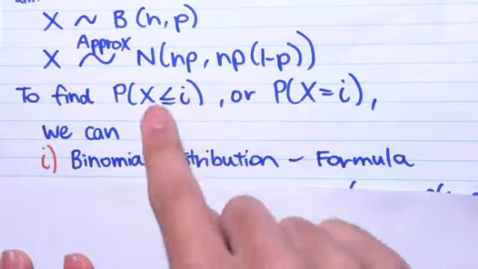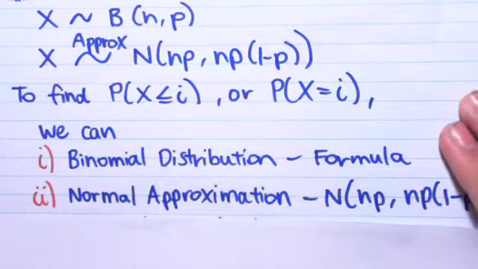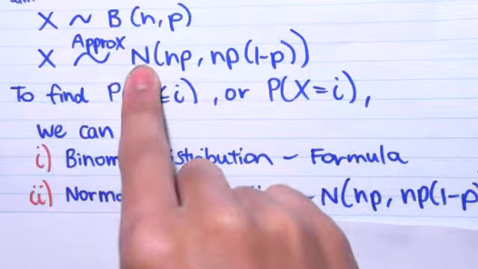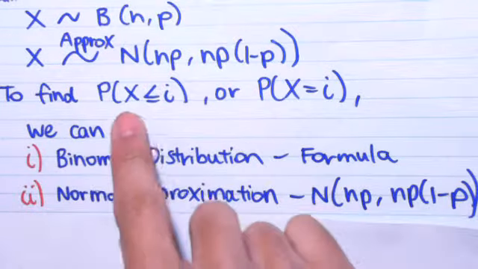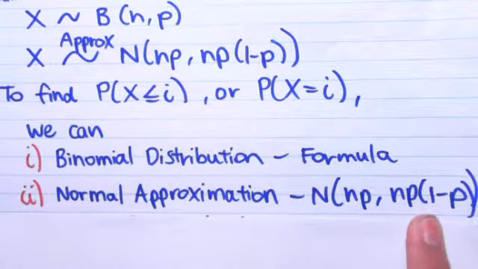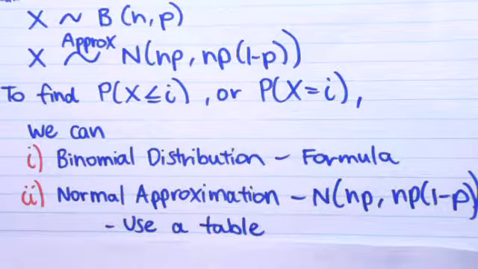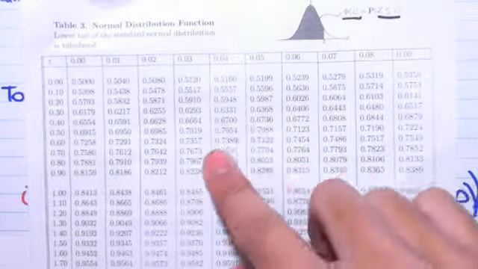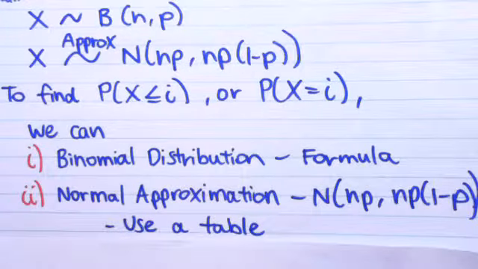The second method we could use to find these two probability values is by using a normal approximation to the binomial distribution. So we could say that x is approximately described by the normal distribution of np and np times 1 minus p. And then we can find the probability by standardizing this normal distribution into N(0,1), and then afterwards we can use a table to find these two probability values. This table carries all the probability values, which will help us to determine these probability values.